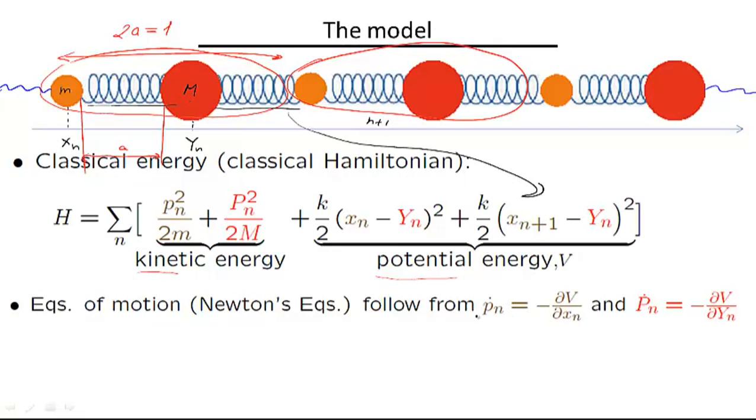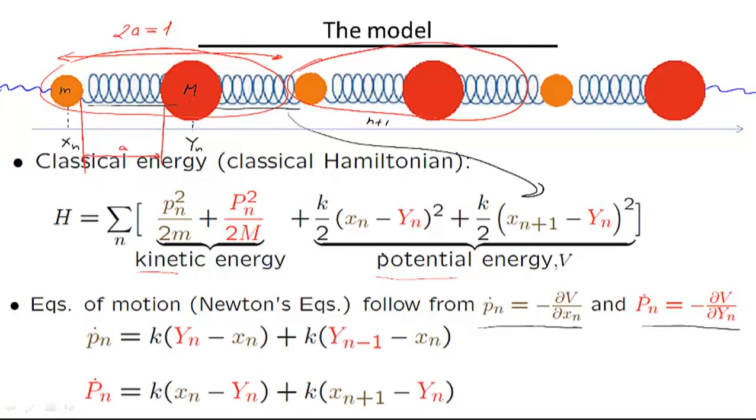For the nth lighter atom, this will be the Newton law, and for the nth heavy atom, this will be the Newton law. If we formally differentiate our potential energy, we get these equations of motion for the lighter atoms and the heavy atoms. It's very natural that there are two terms in each of these equations, because this essentially corresponds to having two springs attached to each of the atoms.